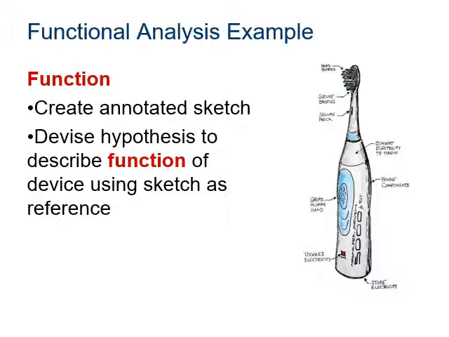For your activity 6.3, you're just going to go ahead and do an annotated sketch on paper, and then you can take a picture of it and submit it along with your activity in Canvas. The goal is to devise the hypothesis, how you think the object functions without having to take it apart, using your sketch as a reference to do that.